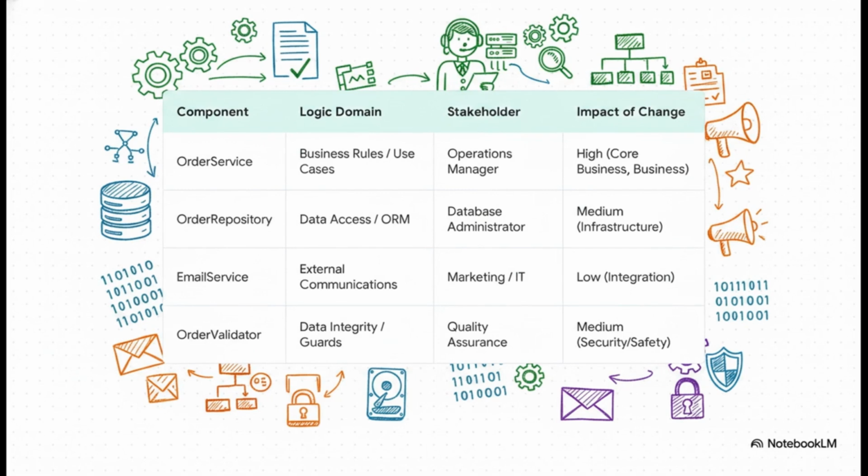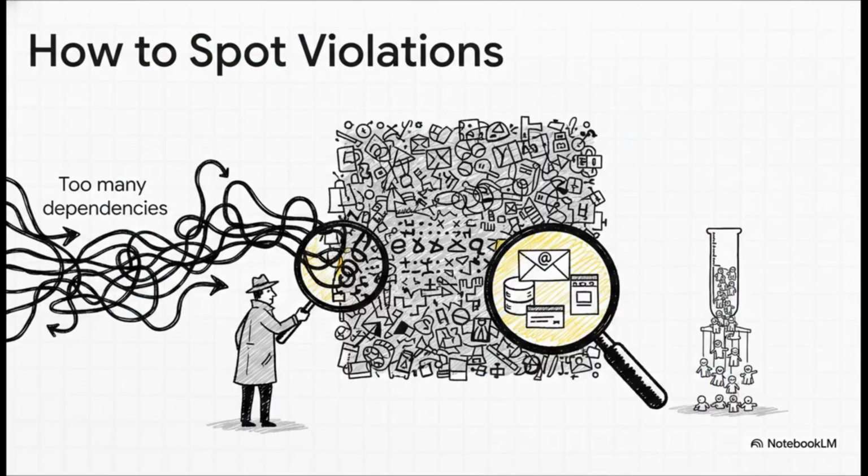Think about it. The operations manager cares about the business rules in the order service. The database administrator, the DBA, they care about the database stuff in the order repository. These are different people with different concerns, so they represent different reasons to change, which means their logic should live in different places. So now you can go on a hunt for these violations in your own code.